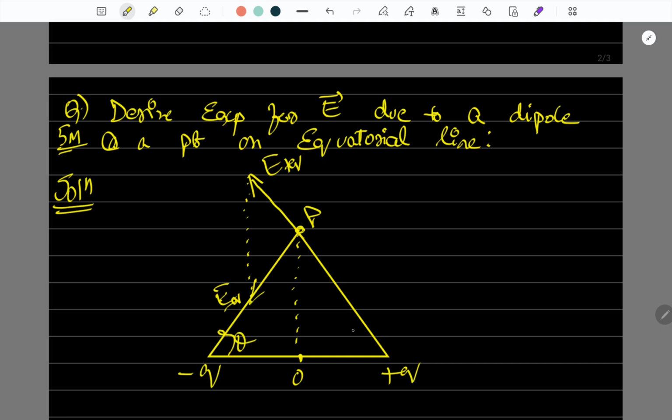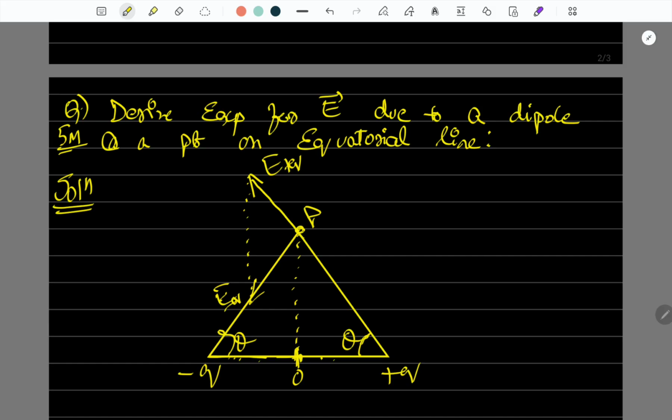This angle, let us say it is theta, this will also be theta. Why? Because the bottom line has O exactly in the middle, so the distance on both sides is equal. The point P is taken from the center point, so this line and this line are the same. So obviously the angle made between them will be equal, that is theta.